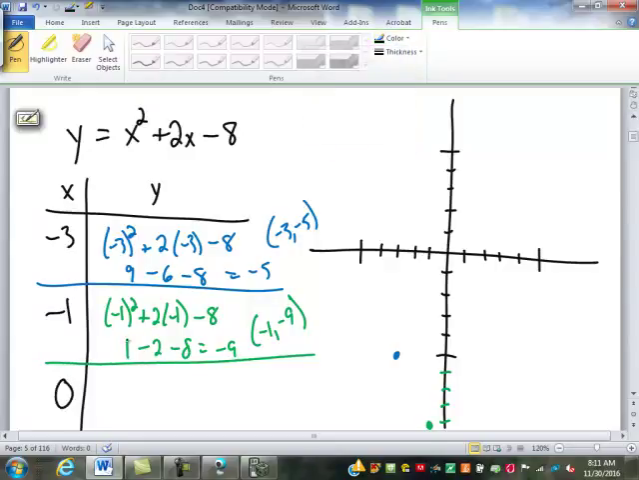X is 0. Y will be 0 squared plus 2 times 0 minus 8. That gives us -8. So when x is 0, y is -8. So 0, -8. Well, I think we just ruled out the possibility of that being a straight line.